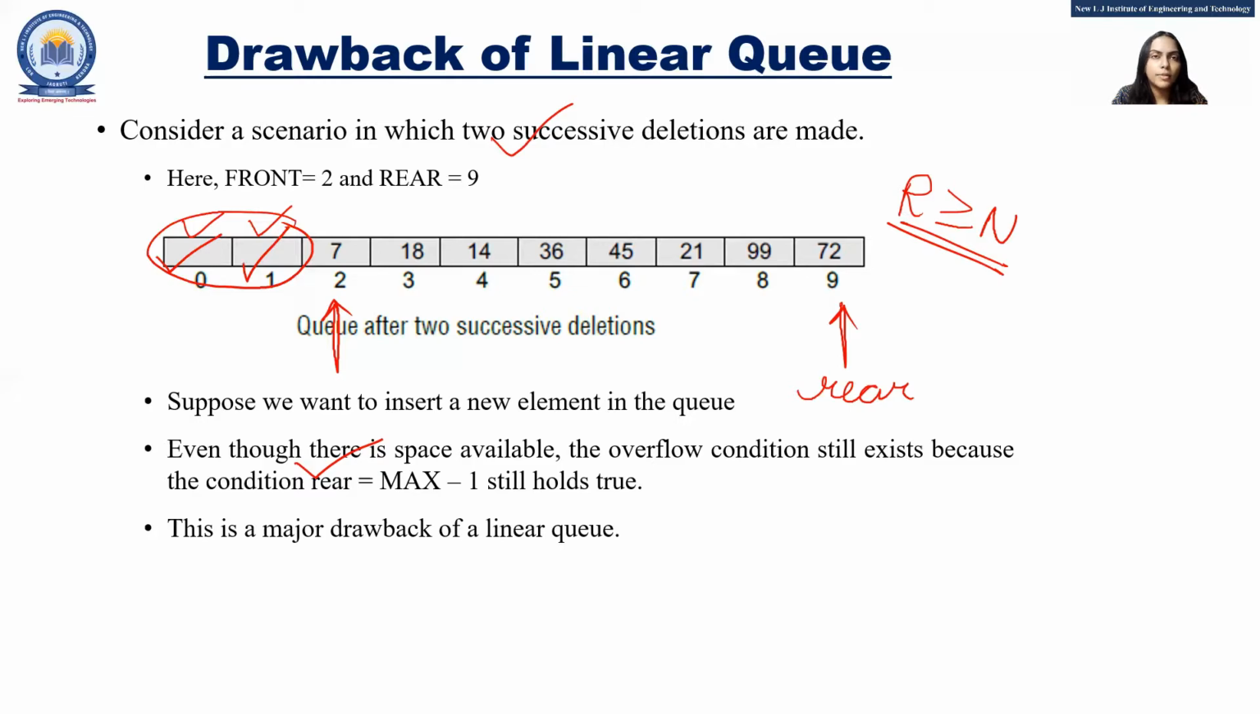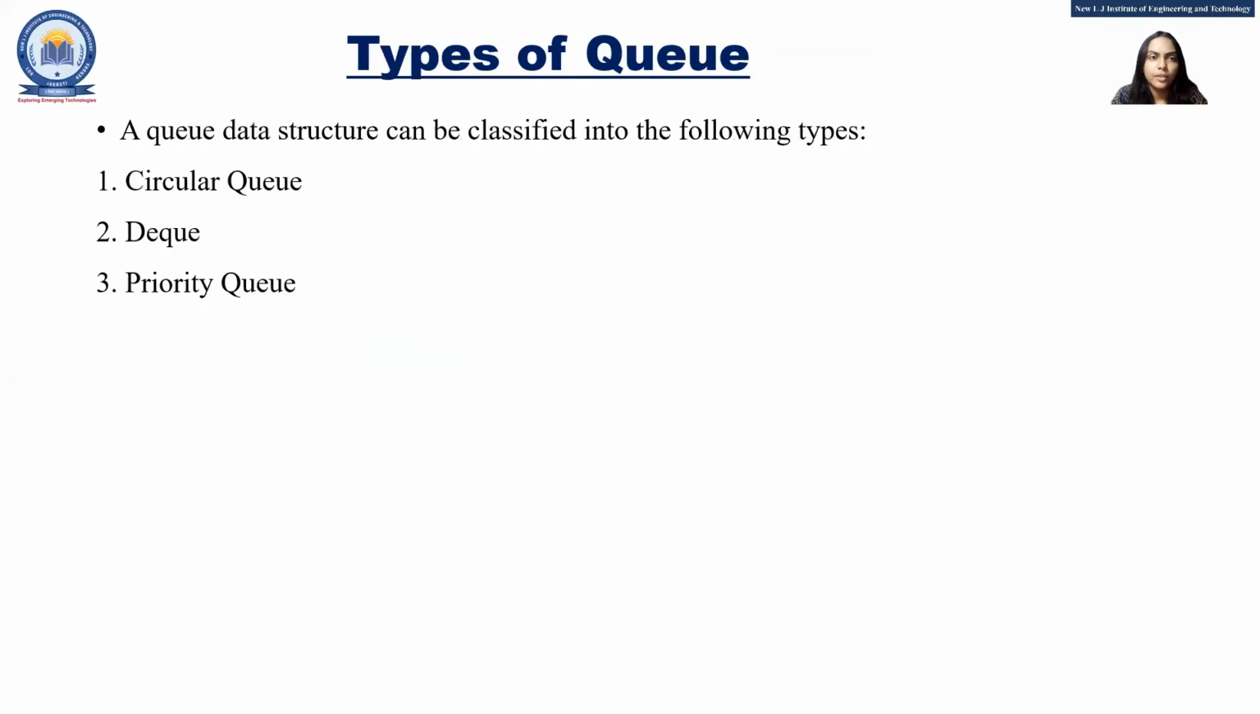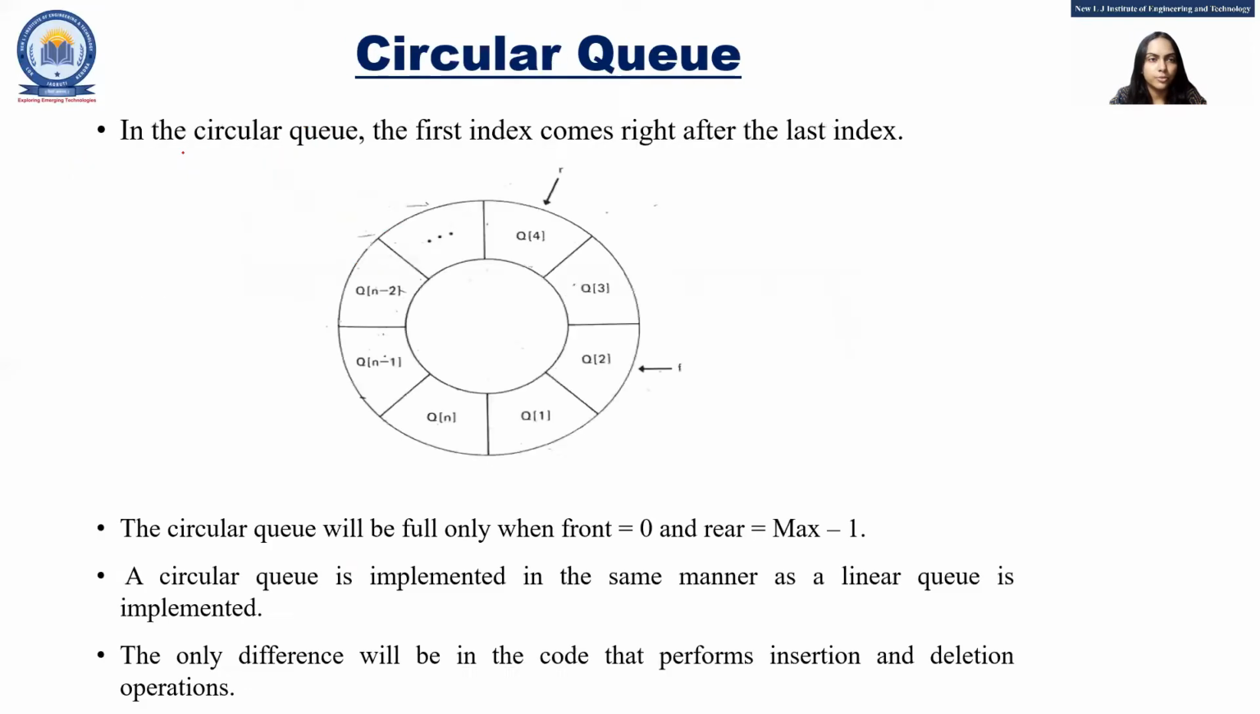The first form is circular queue, which solves this drawback of linear queue. There are multiple types of queue, right? In the queue data structure, we can have linear queue, which we just saw. Then we have circular queue, double-ended queue, priority queue, and so on. So let us see the first one, which is circular queue.